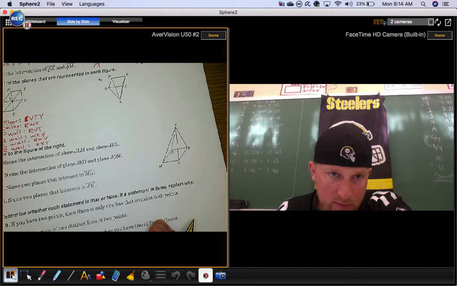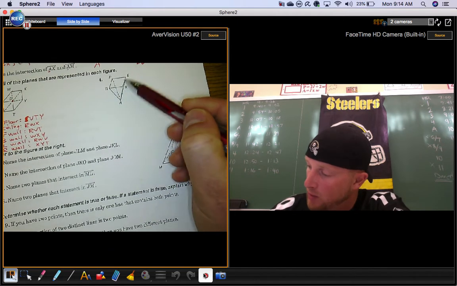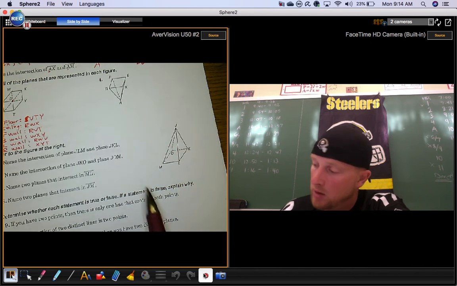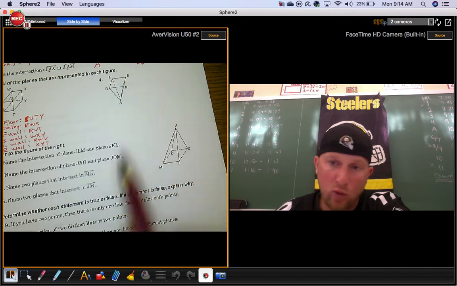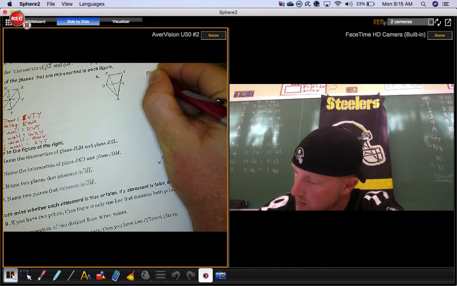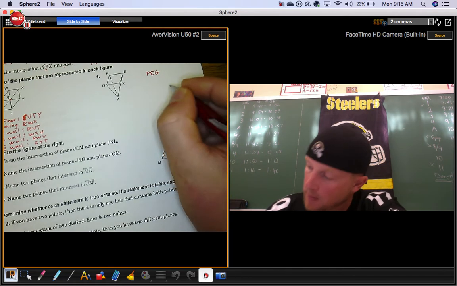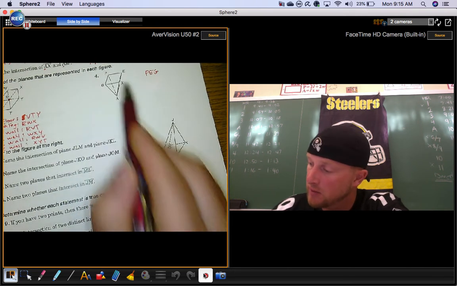Number 4, different kind of shape. This is a pyramid and it's probably a square pyramid. So there's one shape here that's kind of like the ceiling and then there's 4 walls that go around it. So your ceiling, just pick 3 of the letters. PEG, that plane PEG is the ceiling.